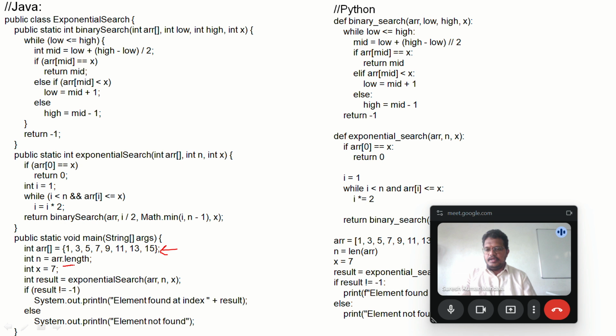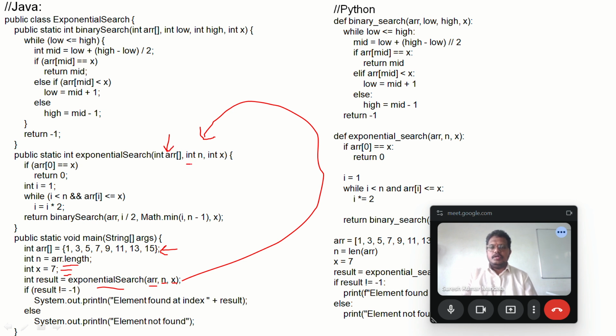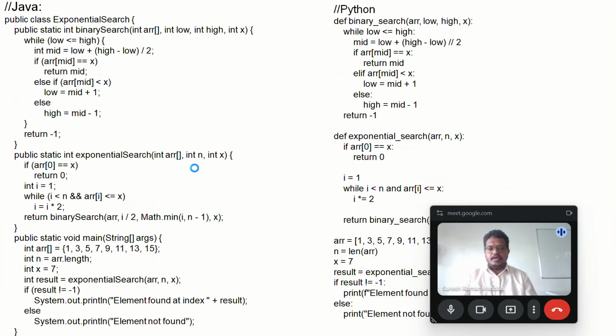So array dot length is a predefined method to find out the length. Target variable is 7. The result variable will store the result of the finding element. The exponential search is passing 3 parameters: the array, the size of the element and the target. From here it will be jumped to here. Within the exponential search, all the values will be initialized with ARR. So int x is the target value, that is 7, and n is the size of the element. The size of the element is 8 we are having.